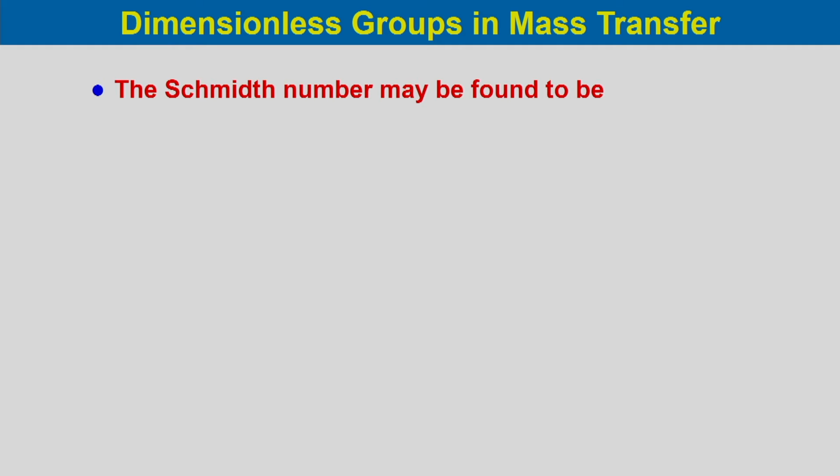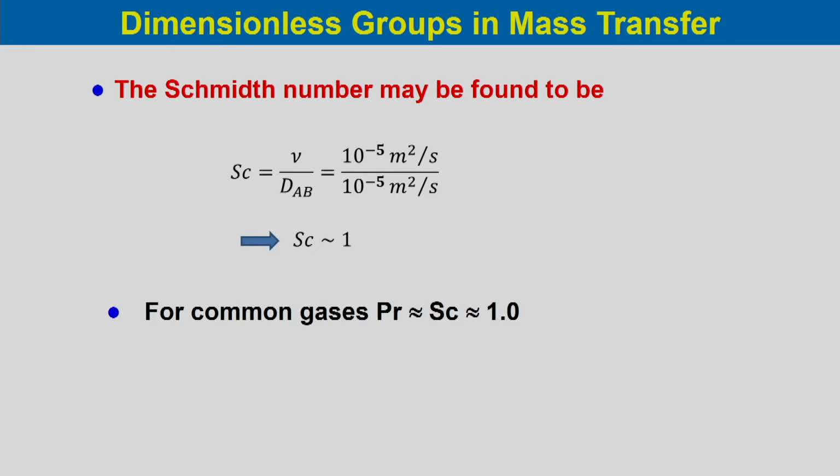The Schmidt number may be found as follows: nu is the kinematic viscosity, which is 10 to the power minus 5 meter square per second, and DAB is also given. So, we can calculate that the Schmidt number is about 1. So, for common gases the Prandtl number is approximately equal to the Schmidt number, and would be approximately equal to 1.